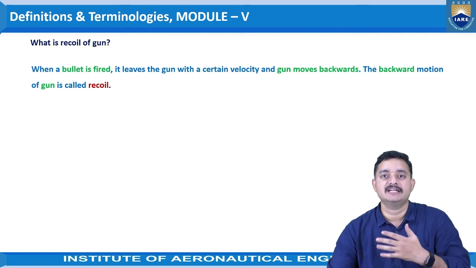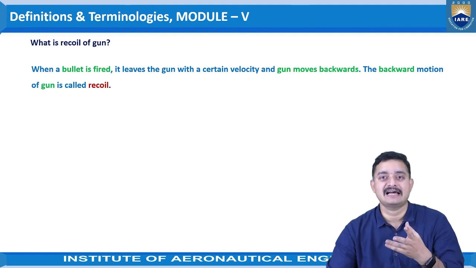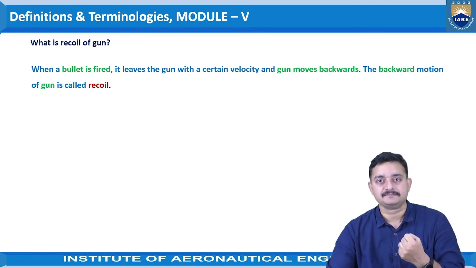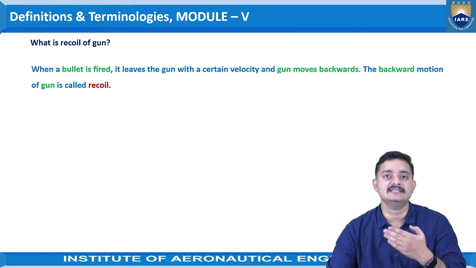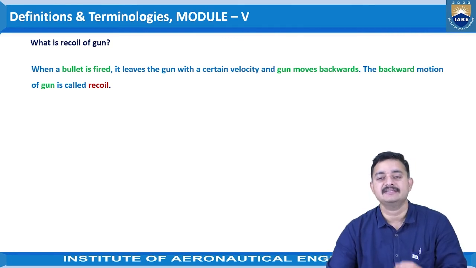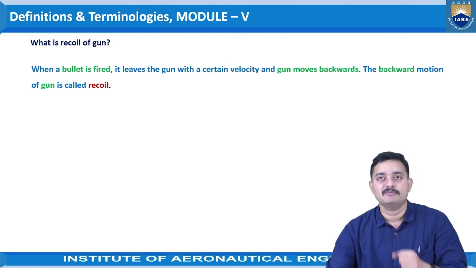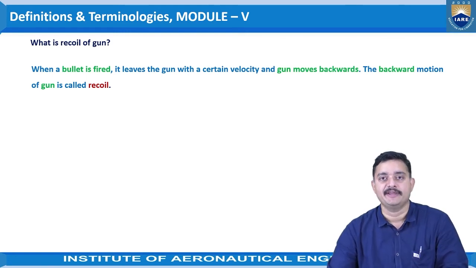The backward sudden impact: because of the impact that is happening, the firing of the bullet, the reaction there is that the gun moves backwards, in the direction opposite to the direction of the bullet movement. So that movement is called the recoil. So when a bullet is fired, it leaves the gun with a certain velocity and the gun moves backwards. The backward motion of the gun is called recoil.